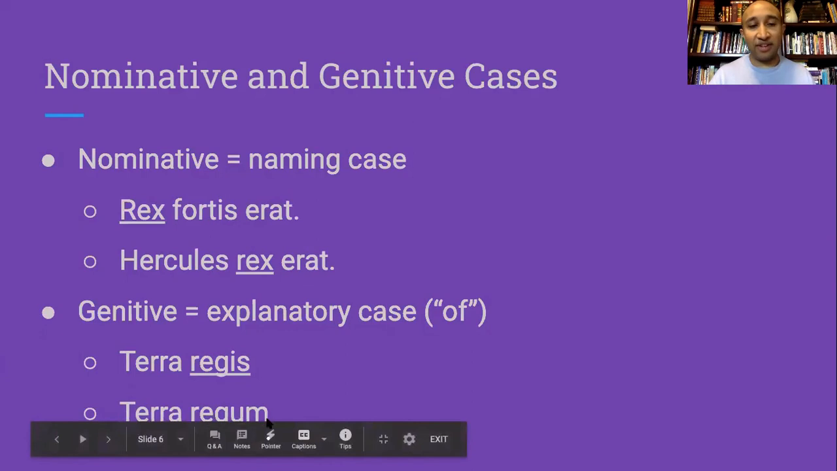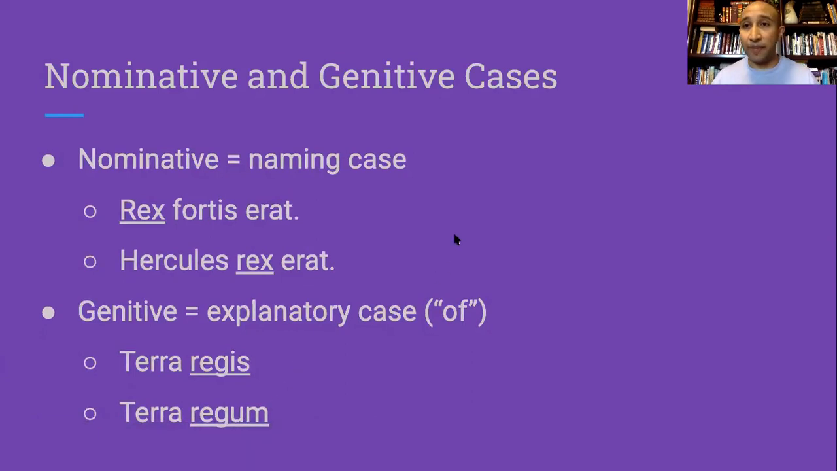Now, if we have it in the genitive plural, regum here, terra regum means land of the kings, plural, okay? So here we change the ending to make it plural, but it functions in the exact same way because it is in the genitive case, okay?